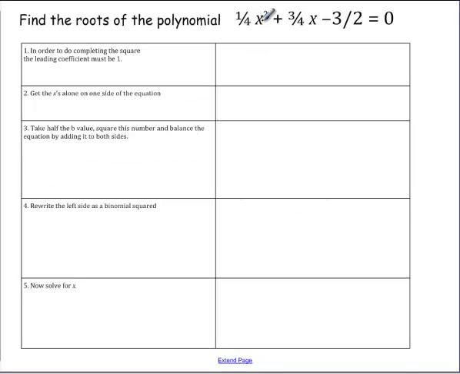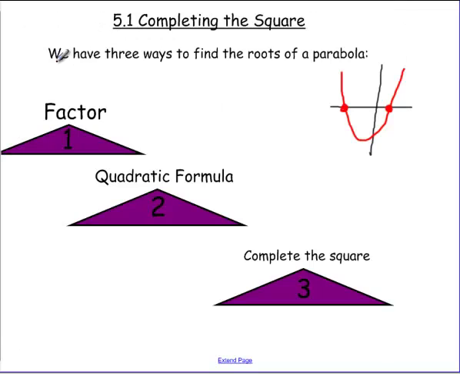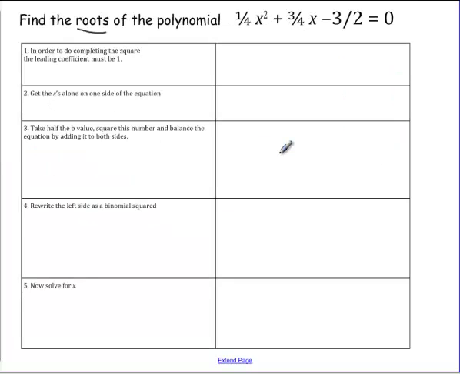Okay, last example. Find the roots of the polynomial. As soon as it says find the roots of the polynomial, I have my 3 choices: factor, quadratic, or complete the square. On the Regents, they're going to actually ask you to complete the square. You can't just sit here and go, oh, I'll just do the quadratic. No, because then you won't get any credit.